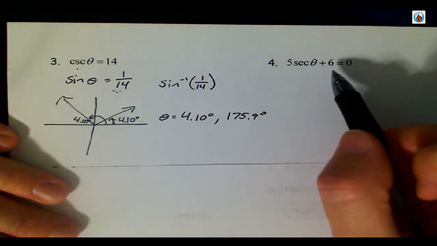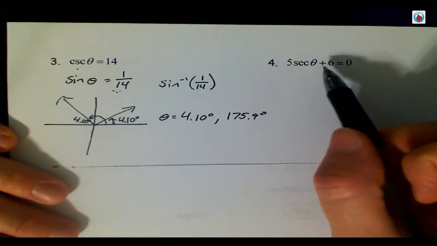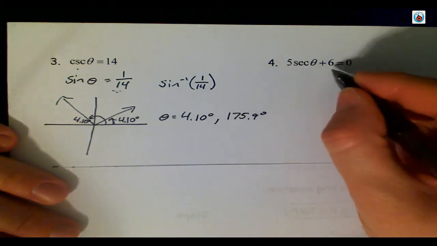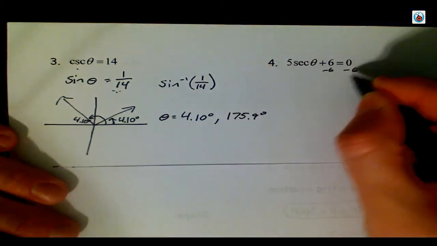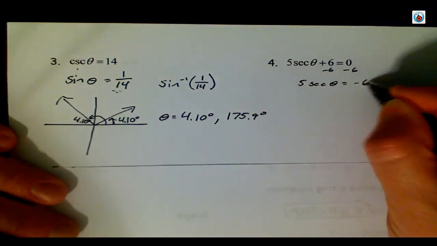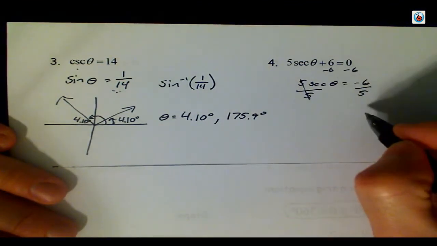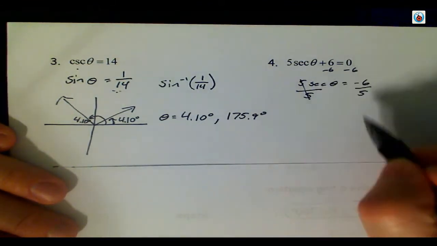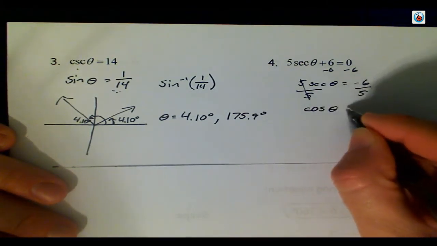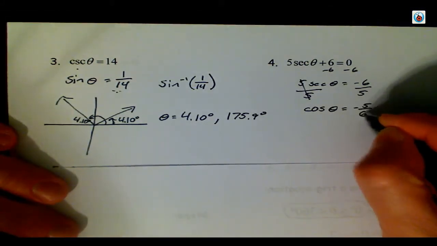Okay, and number 4, if you notice, this is the first time we have other things with our trig function. So we need to get rid of the 6 and the 5. First thing you want to do is subtract 6 from both sides. So you have 5 secant theta equals -6. Divide by 5, divide by 5. Then we need to change secant to cosine. So it's going to be cosine of theta equals, we need to flip these over, negative 5 over 6, just like that.